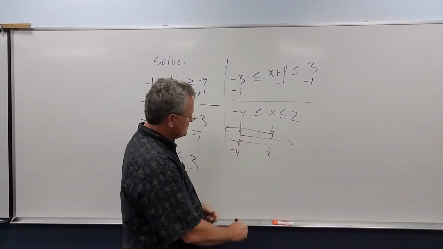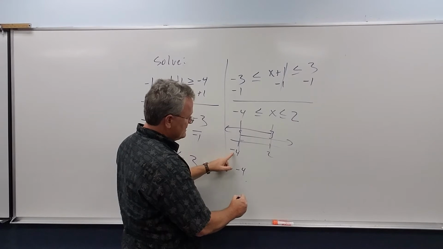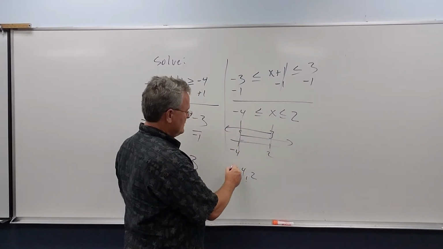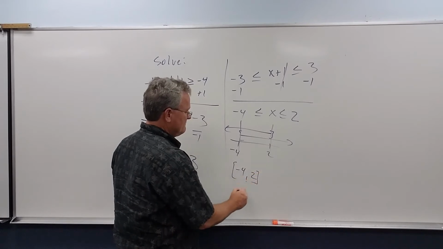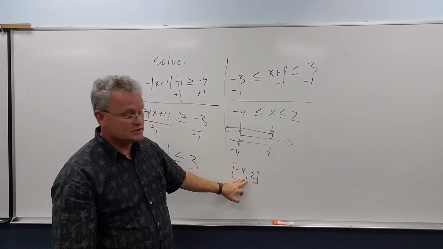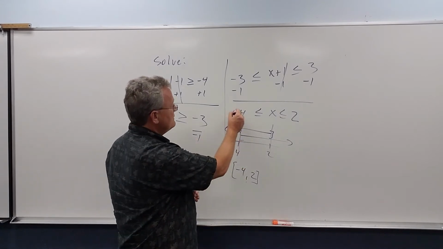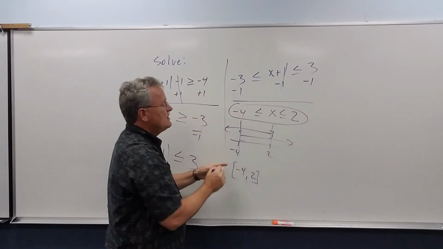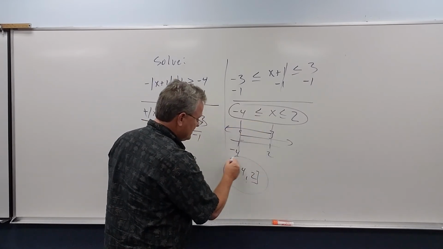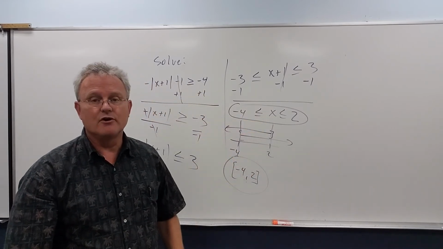And our solution is all the numbers between -4 and 2. Because these are equals, we put brackets around them, and that's our solution. So this is writing the solution in interval notation. This is the solution if we write it in inequality notation. So both of these are correct. They're just different notations.